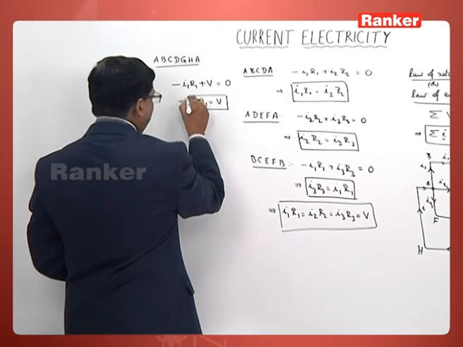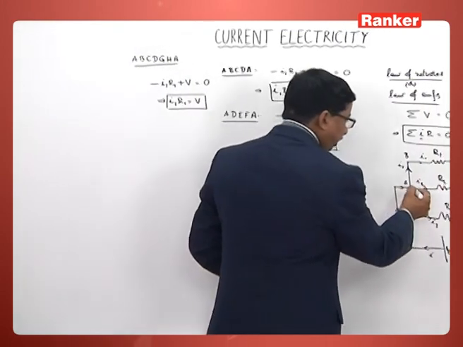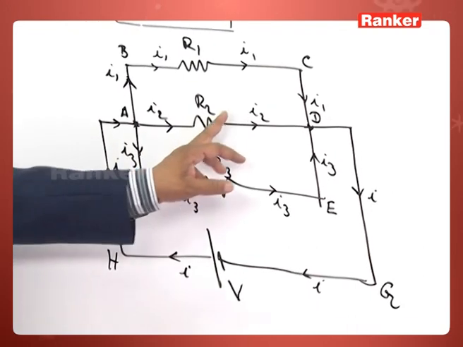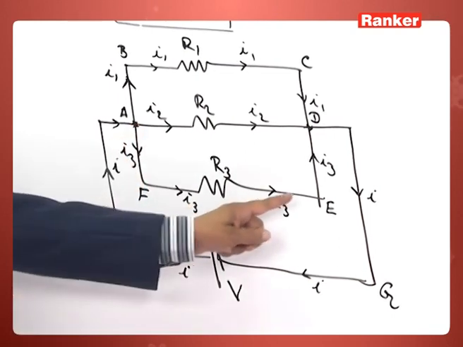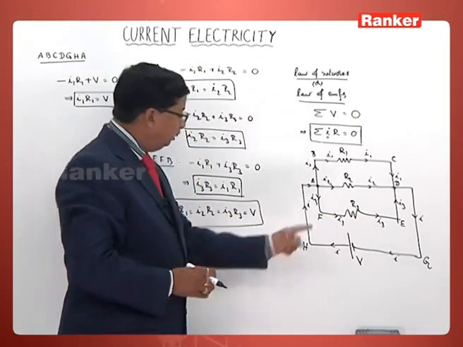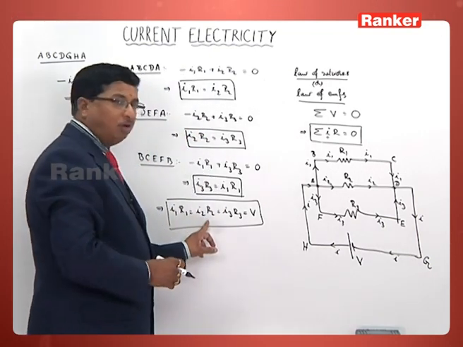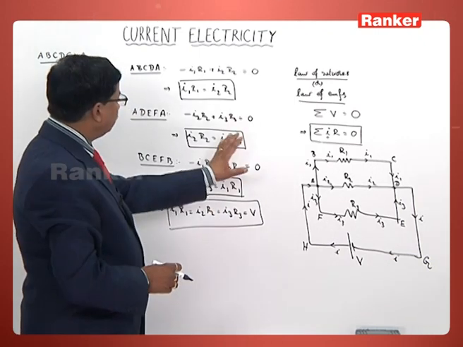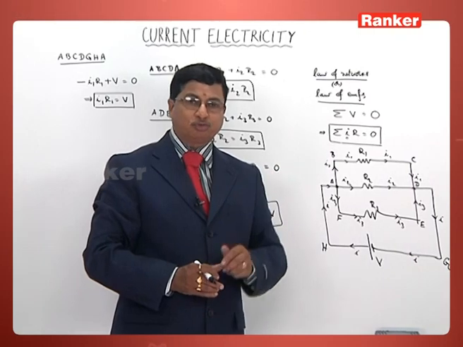That is the outcome as far as this closed circuit is concerned. Exactly like that, if I take ADGHA, then you surely can understand I2 R2 will be equal to V. Similarly, if I take AFEDGHA, I will find I3 R3 is equal to V. So what ultimately you can get again? I1 R1 is equal to I2 R2 is equal to I3 R3 is equal to V. This is the outcome even if you analyze all the three possible external circuits.